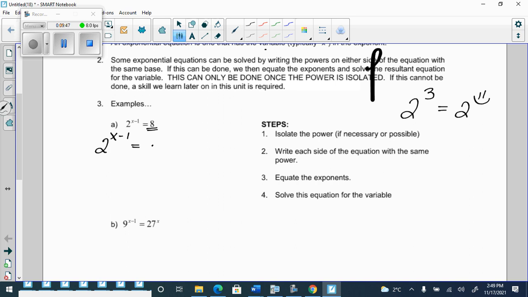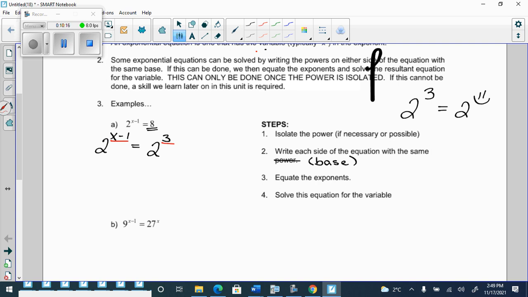So the first thing we want to do is write each side with the same base. I'm going to say same base, because power makes no sense to most of you. Now, if 2 to the x minus 1 equals 2 to the 3, I can say, if 2 to this equals 2 to this, then those exponents, the red spots, must equal.